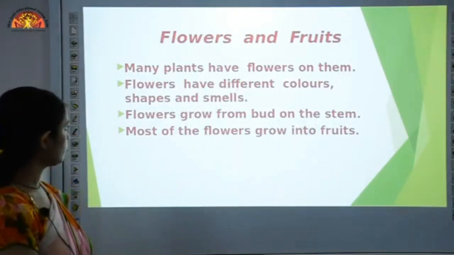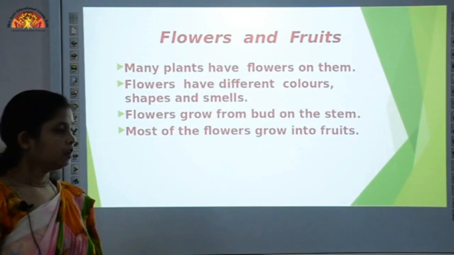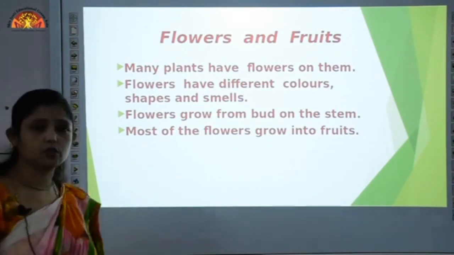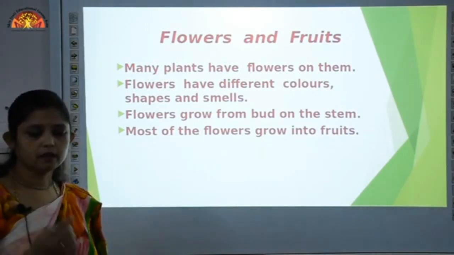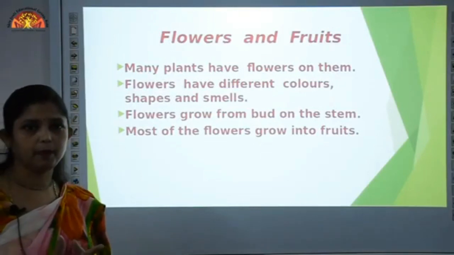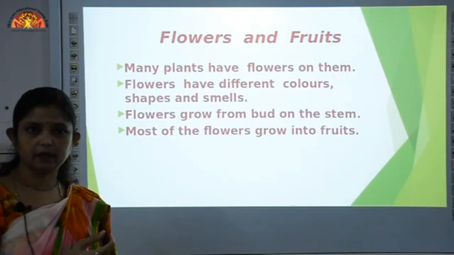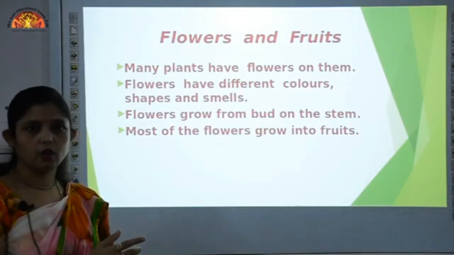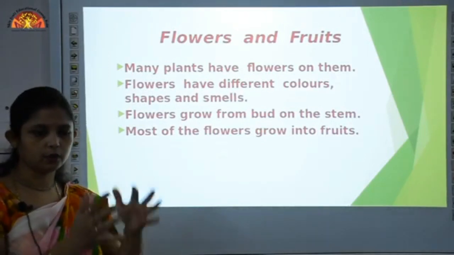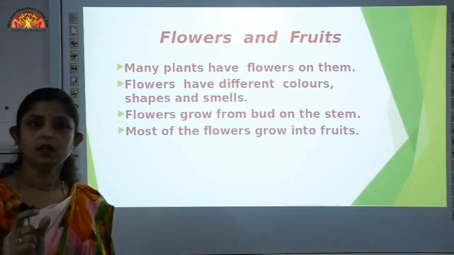Now how do these flowers grow on the plant? There develops a small bud. First in the plant a small bud develops. I have shown that bud in the previous video also. In video lecture I have shown the complete shoot. There I have shown you the bud also.